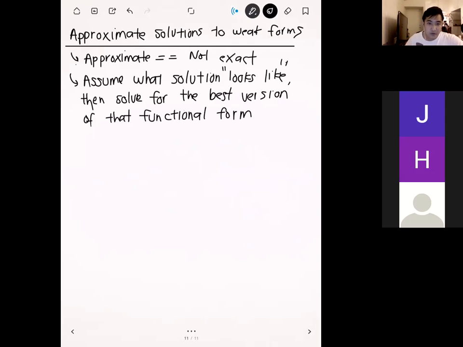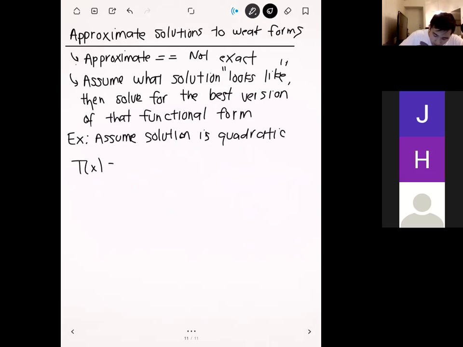Let me give you an example here. Let's say that we're going to assume that our solution is going to be a quadratic function. So it belongs to the class of functions where it's going to be any quadratic. If we write the most general quadratic function, it would look like this.